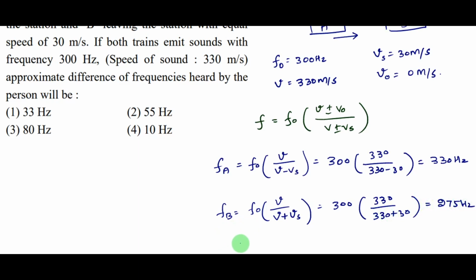So we know Fa, we know Fb, and we need the difference between these two frequencies, which means 330 minus 275, which is 55 Hz. So the second option is the correct answer.